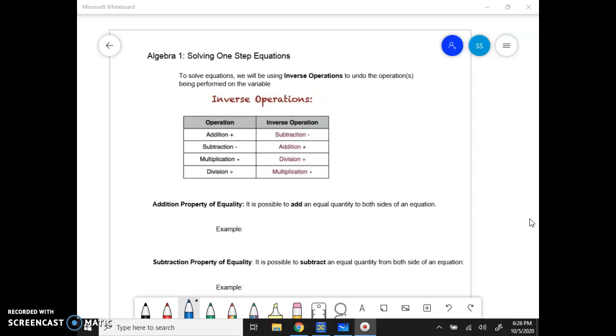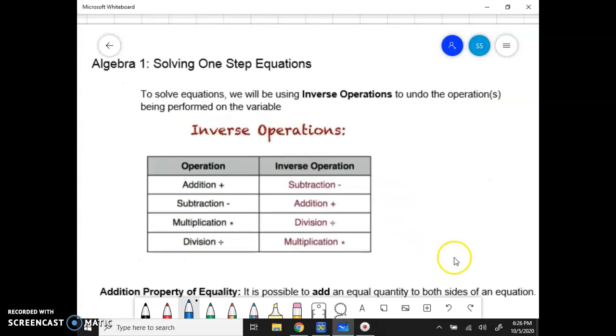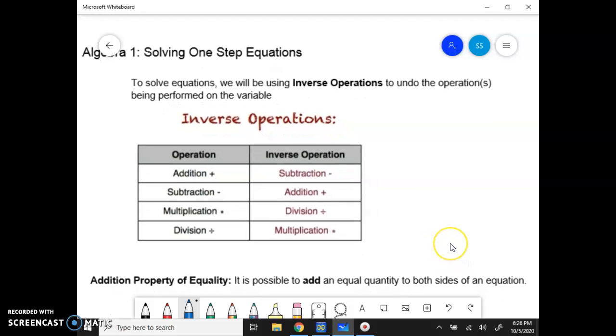If it does not make sense, make sure you do a Google Meet with me because we're only going to be building on this from here on out and working on more and more complex equations. All right, so we're starting right now with just one-step equations. So let's just dive right in here. So we've got to solve equations.